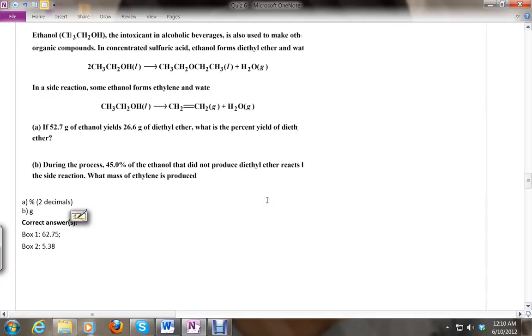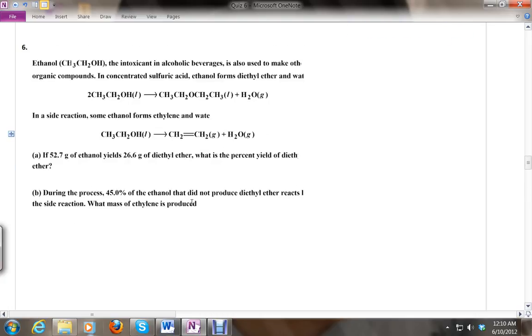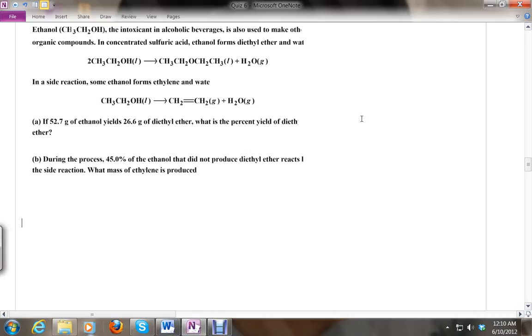This problem is telling you something that is not easy to understand. But if you have ethanol, C2H5OH, it is used to make diethyl ether.